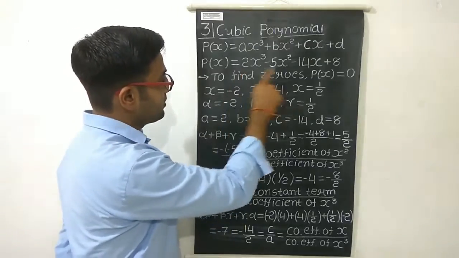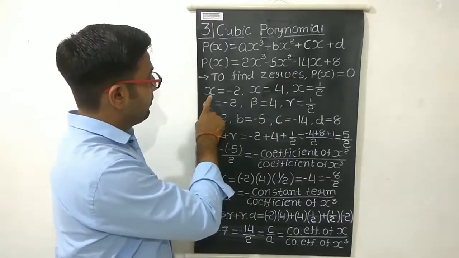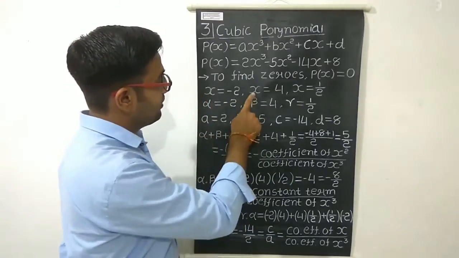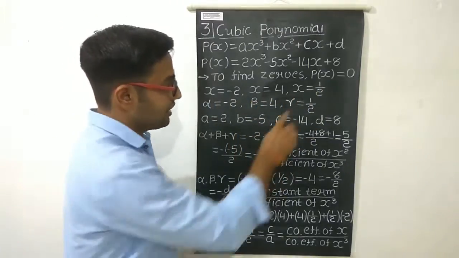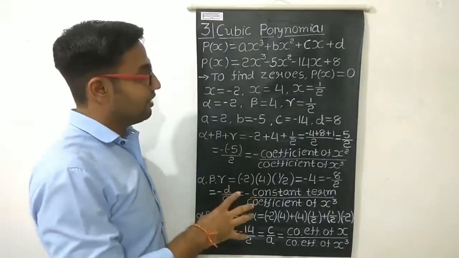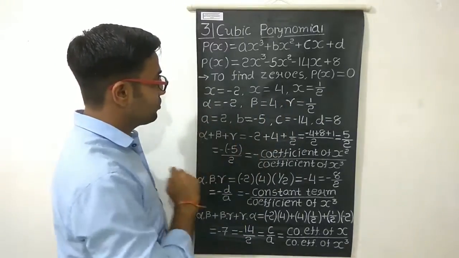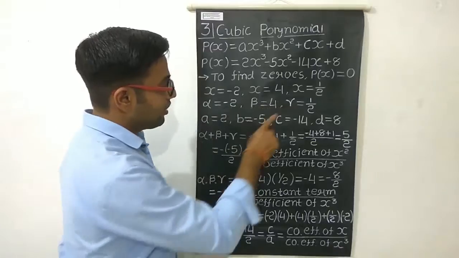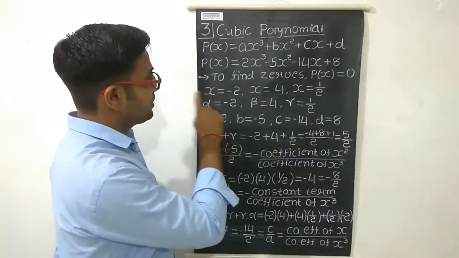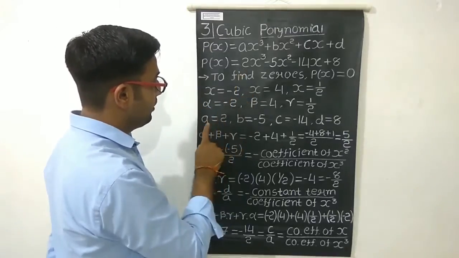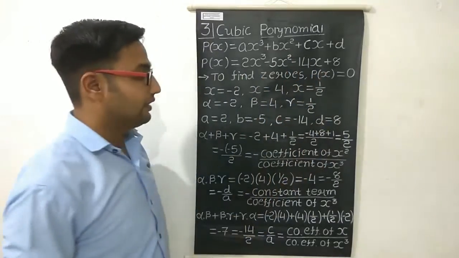Here we are not actually finding the zeros of this polynomial. So the zeros we have given in the example is, one of the zeros x is equals to minus 2, second one is x is equals to 4, and third one is x is equals to 1 upon 2. So here we will tell the zeros as alpha, beta and gamma. First zero alpha is equals to minus 2, second one is beta is equals to 4, and third one is gamma is equals to 1 upon 2. And what are the coefficients of this polynomial? A is equals to 2, b is equals to minus 5, c is equals to minus 14, and d is equals to 8.